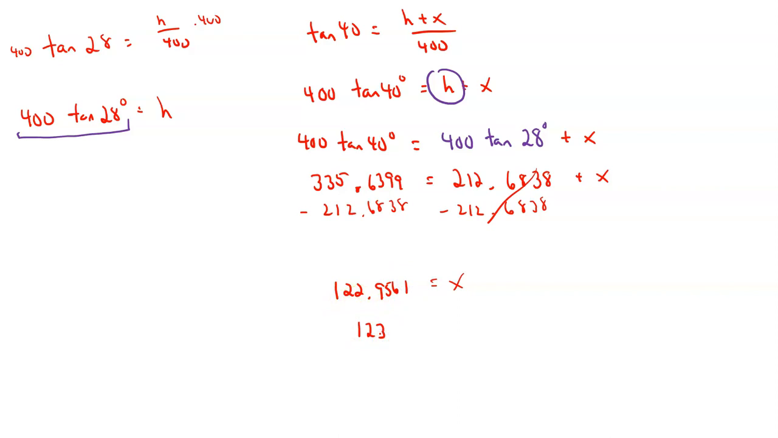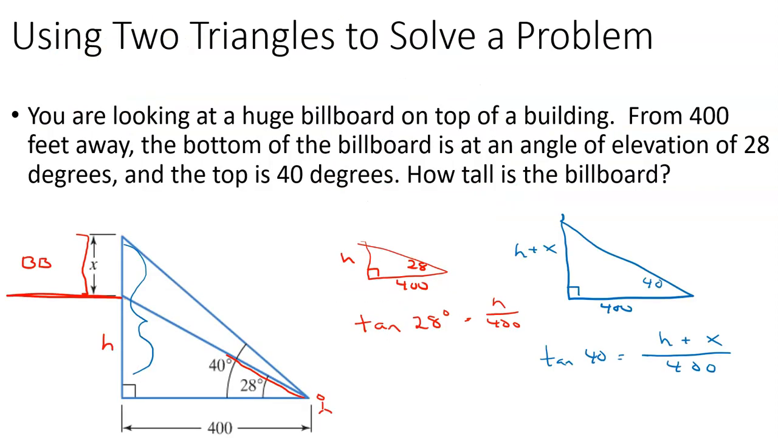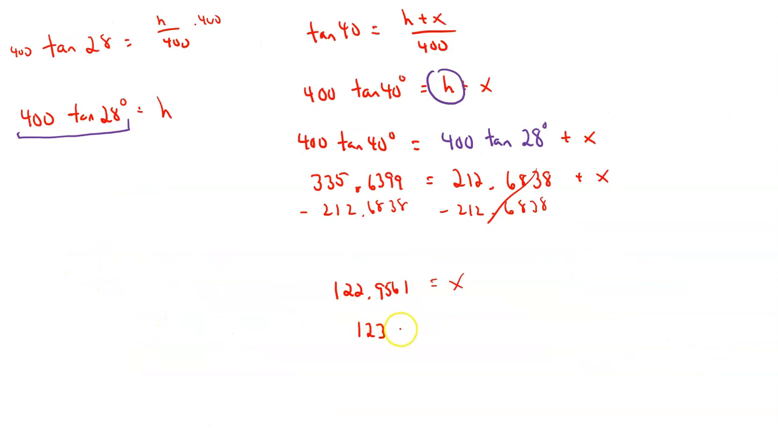Now, the question is, what did we find and what are we looking for? The question says, how tall is the billboard? Oh, well, the billboard was x. We found x. Billboard's about 123 feet tall.